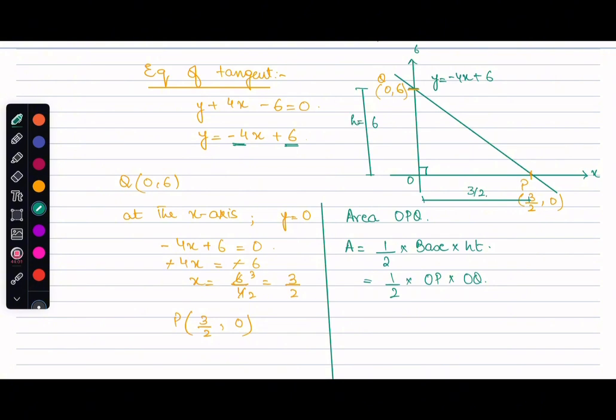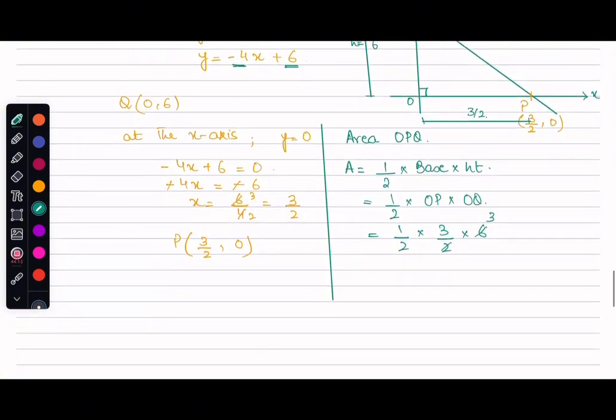Therefore, substituting all these values, I should say it's 1 by 2 times 3 by 2 times 6 here, or simplified by 2, that gives me a 3 there, and the area shall be 9 by 2, or I can say that the area is going to be 4 whole 1 by 2 unit square.